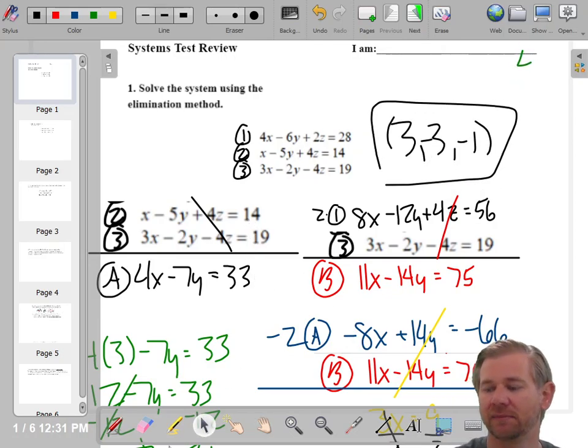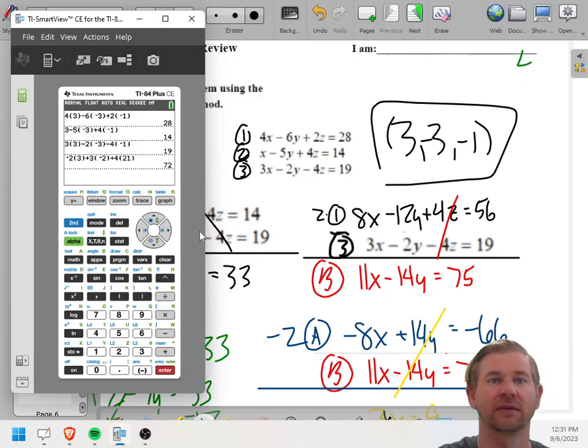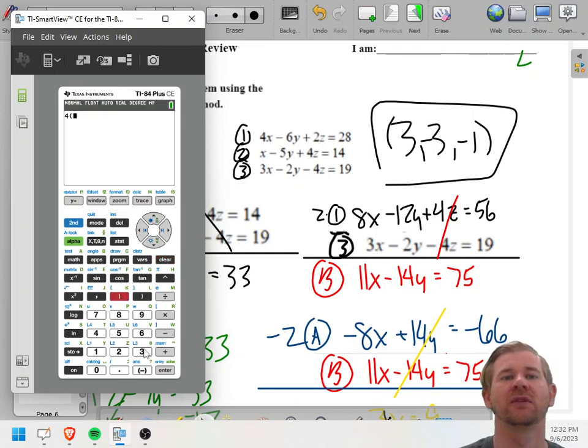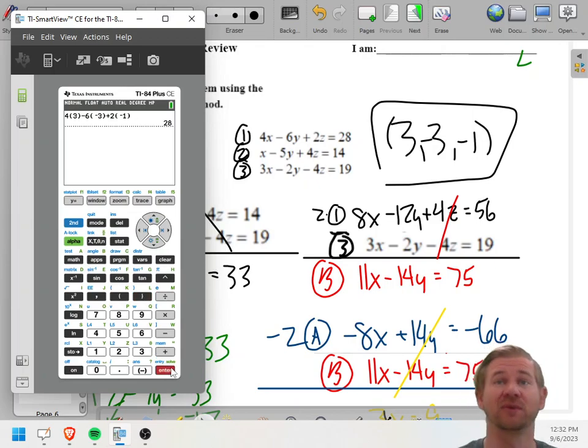So I've got my calculator, maybe. Where's my calculator? There's my calculator. I'm going to plug in this ordered triple. 4 times 3 minus 6 times negative 3 plus 2 times negative 1. I know x, I know y, I know z. So I plug in x is 3, y is negative 3, z is negative 1. Just use parentheses. And if you get 28, that's a good sign. But you've got to go 3 for 3.